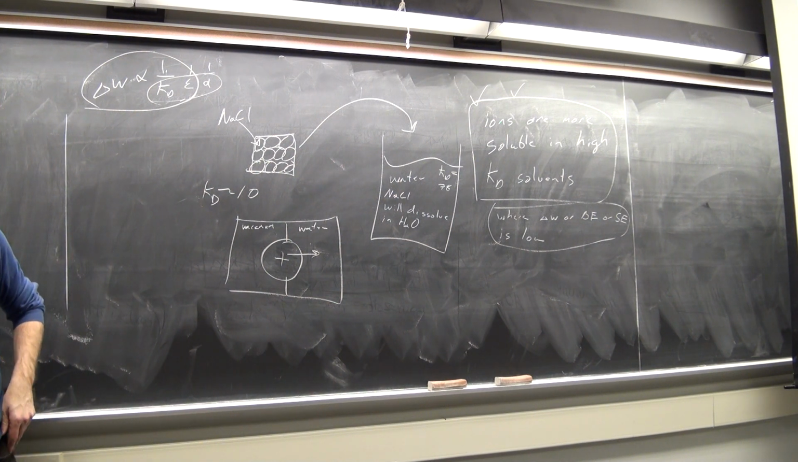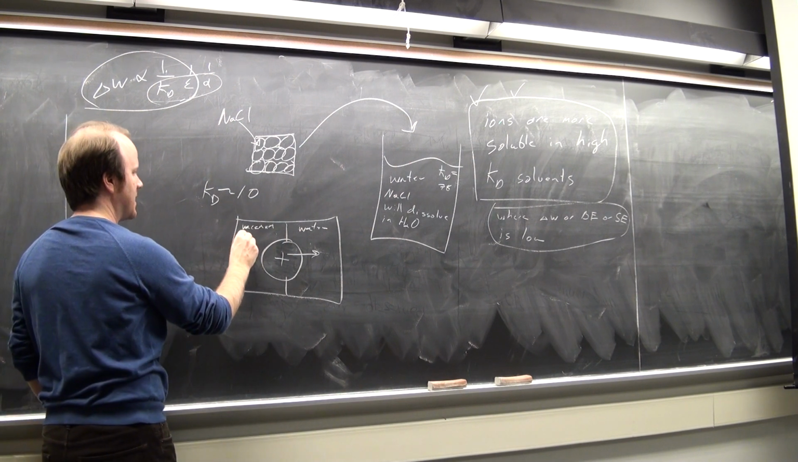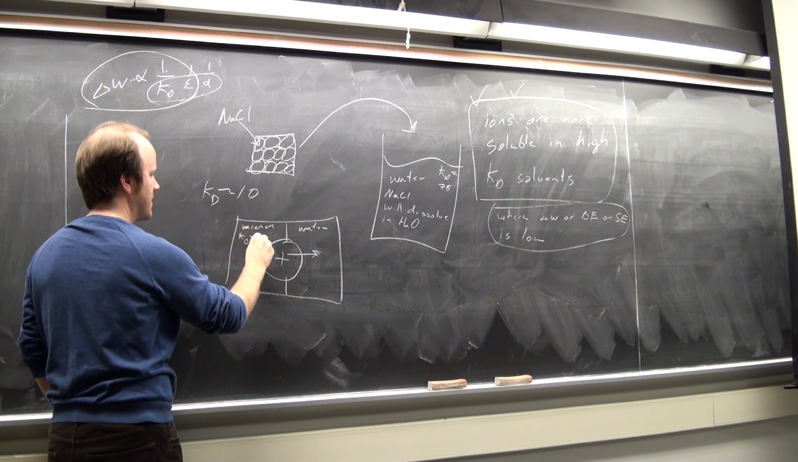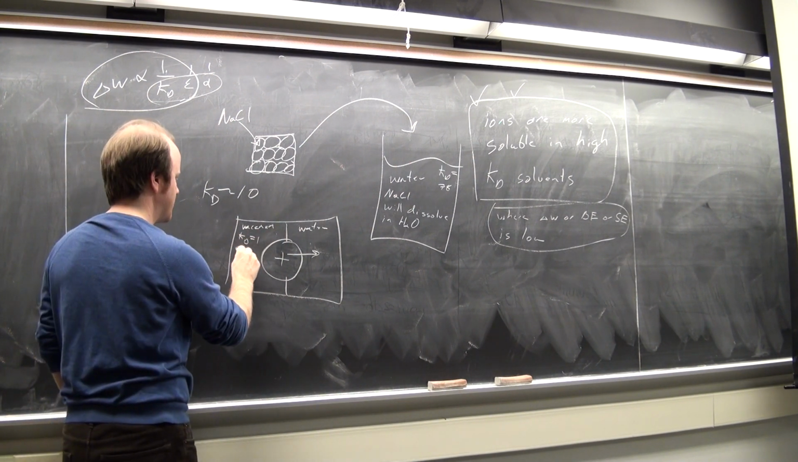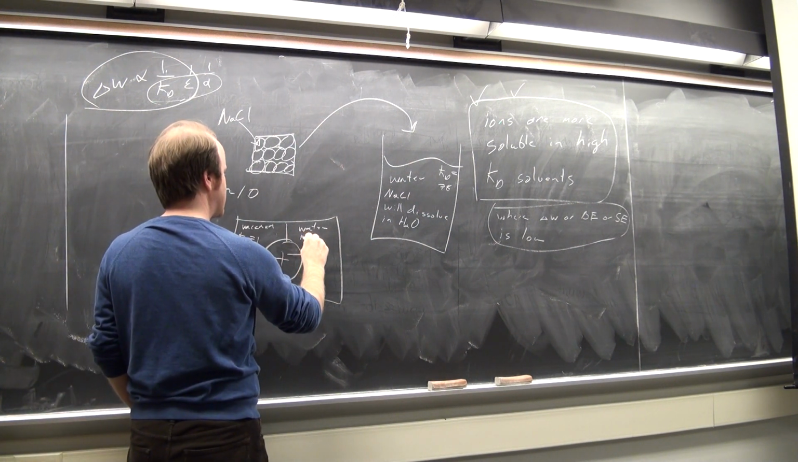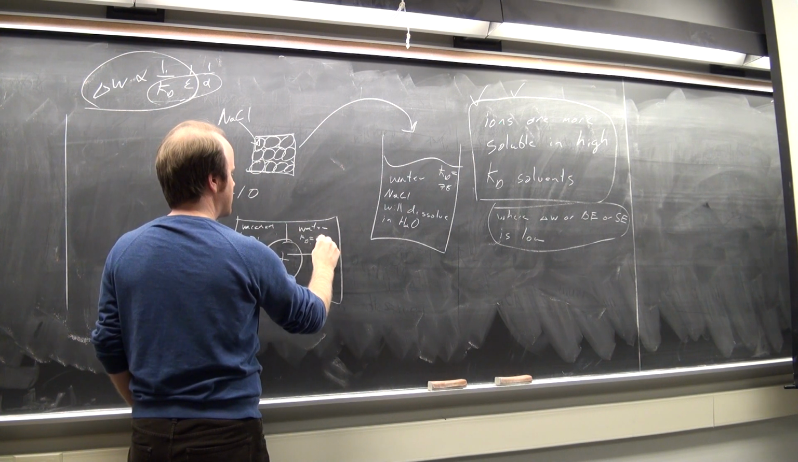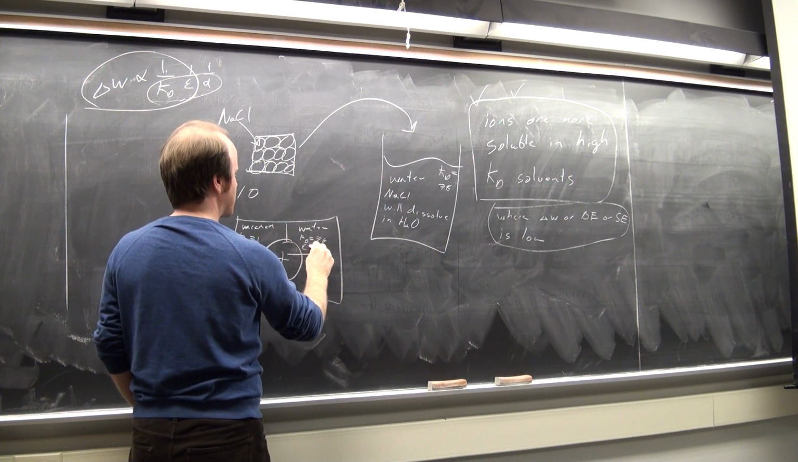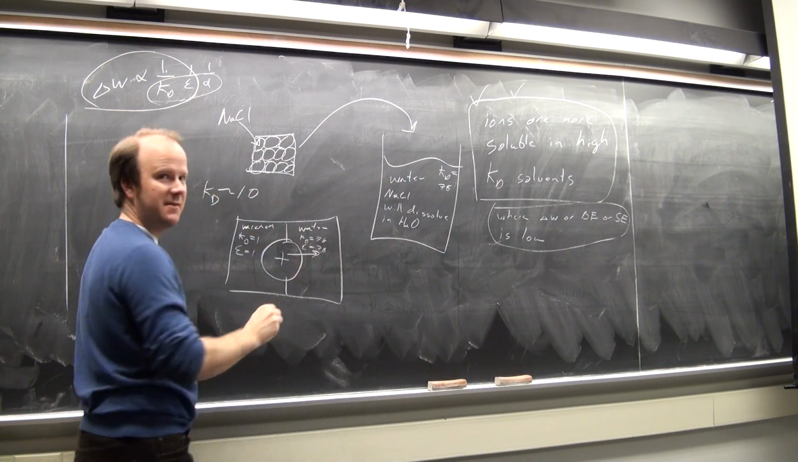Yeah? So I'm still a little confused. What's the difference between the vacuum and the water? Like why is it moving more towards the water? So remember, vacuum has a dielectric constant of 1, or dielectric permittivity of 1, right? Water has a dielectric constant of 78, or a dielectric permittivity of 78.